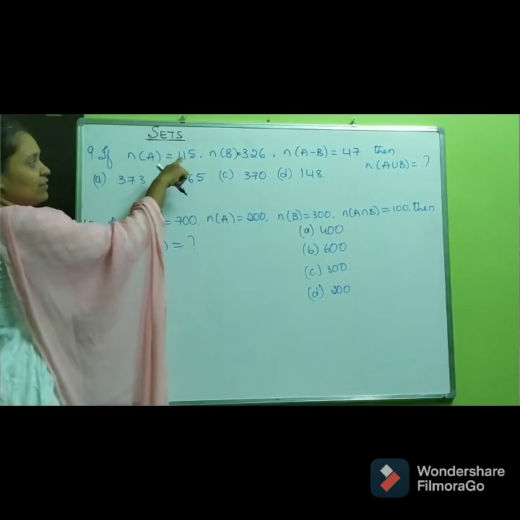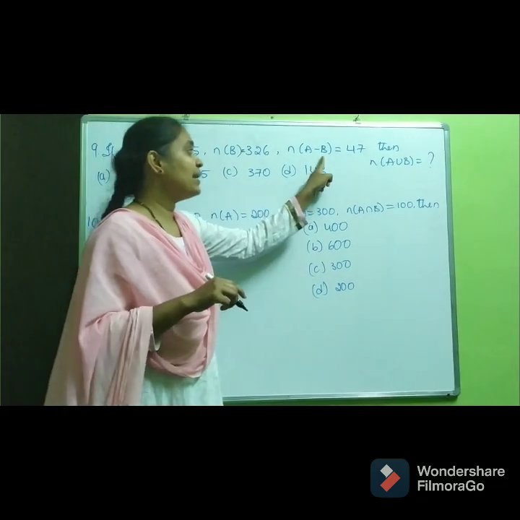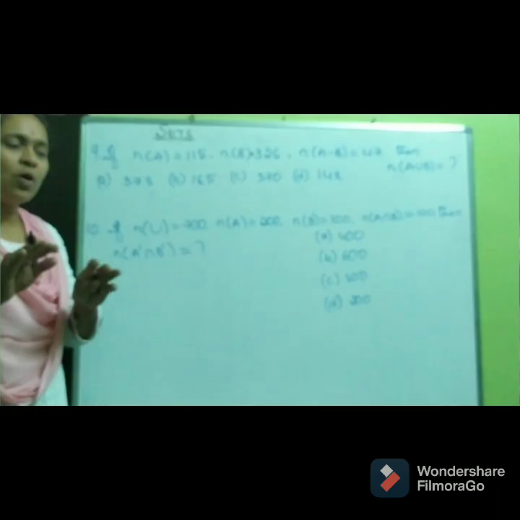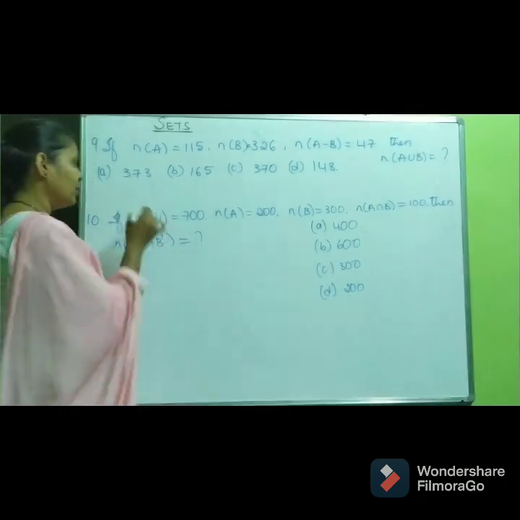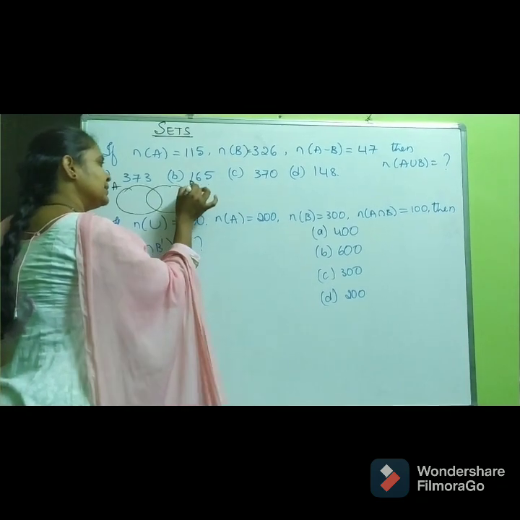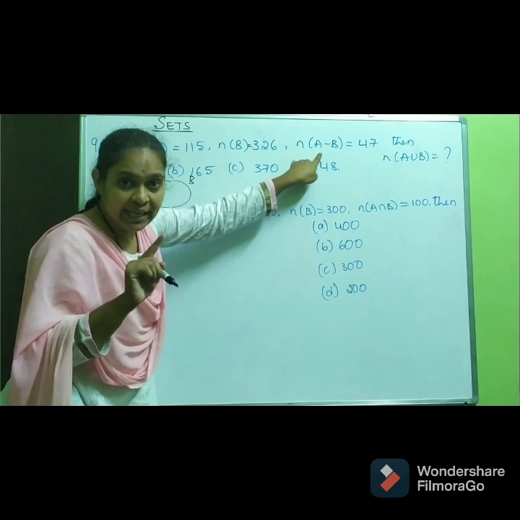If n of A is equal to 115, n of B is equal to 326, n of A minus B is equal to 47, then n of A union B is equal to how much? See here, we have a practical formula for union and intersection. Here minus is there. So let me go for a Venn diagram. This is A, this is B. See, n of A minus B is nothing but only A. We know that.